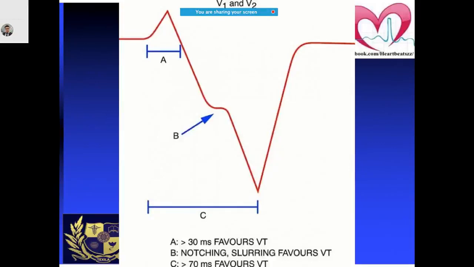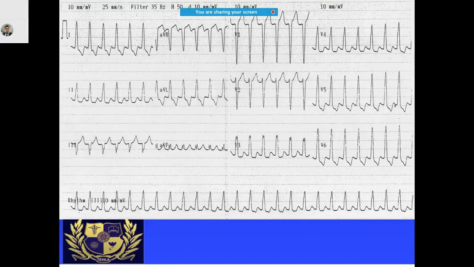So what is happening now in this ECG? What do you notice actually? This is a very classical sign. You must do the measurements properly. For example, this distance, which is characterized as A, if it is more than 30 milliseconds, it tends to favor VT. And this is what is called the B sign, which is the notching. If there is a notching present in the S wave, it again favors VT. And from the start of the Q till the nadir of the S wave, if it is more than 70 milliseconds, again it favors VT. So only in this slope itself you get so much information. Just by seeing this, you will be able to tell whether it is a VT or not.